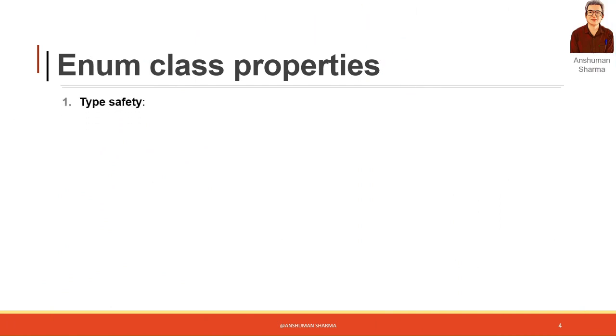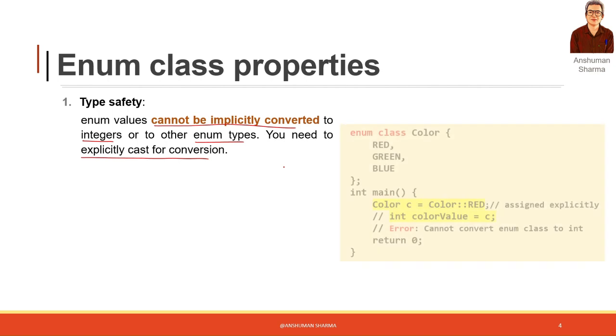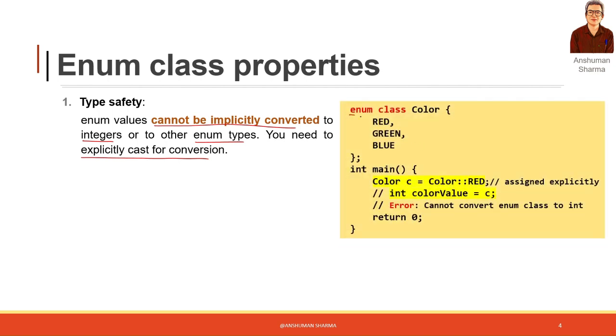In order to understand it, let's first discuss its type safety. With enum class, values cannot be implicitly converted to integers or other enum types. You need to explicitly cast, like we did using static cast. So if in this enumeration we define a variable of type color, that is C, and assign the value red, and then assign C to an int variable, it will not work. But with a plain enum it can work.